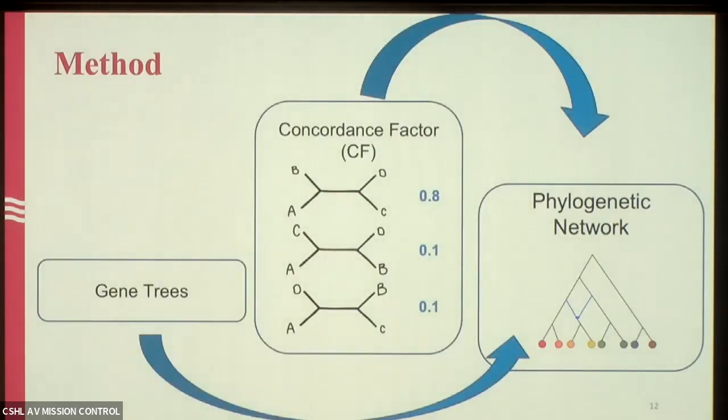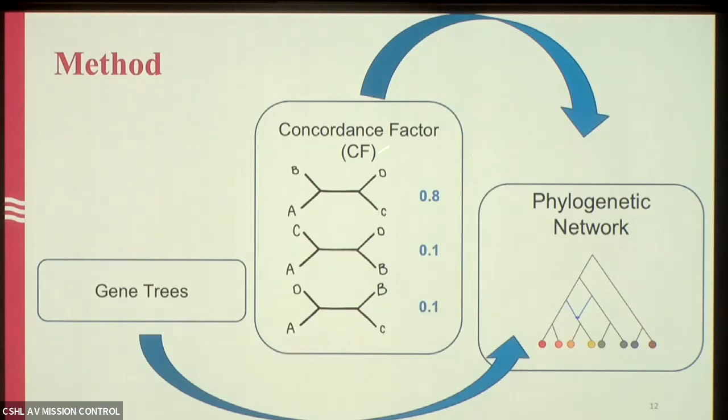Previous work has shown that the distribution of gene trees will tell us about the phylogenetic network. We also find that the split frequency of a subset of 4 taxa can also tell us about phylogenetic networks. We call this split frequency of a 4-taxa subset a concordance factor. The concordance factor will be used in our method as input data.